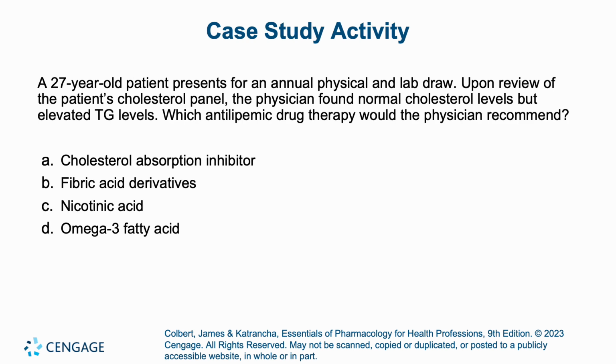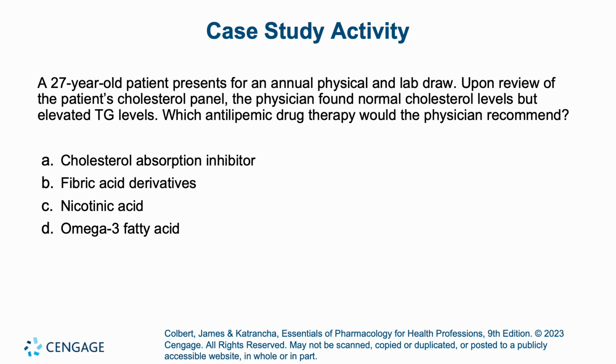Case study activity. A 27-year-old patient presents for an annual physical and lab draw. Upon review of the patient's cholesterol panel, the physician found normal cholesterol levels but elevated triglyceride levels. Which antilipemic drug therapy would the physician recommend?